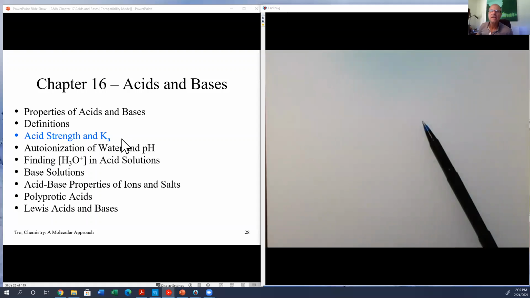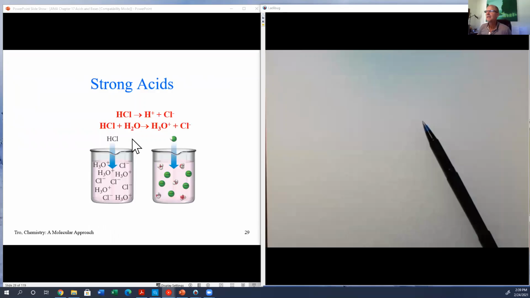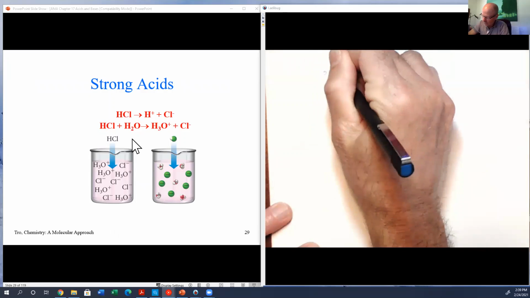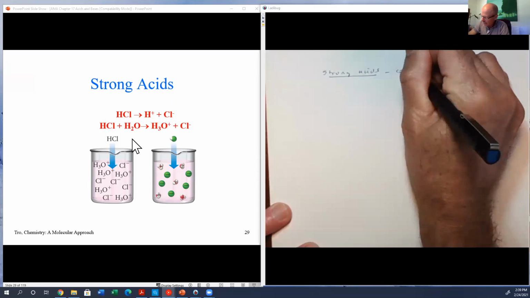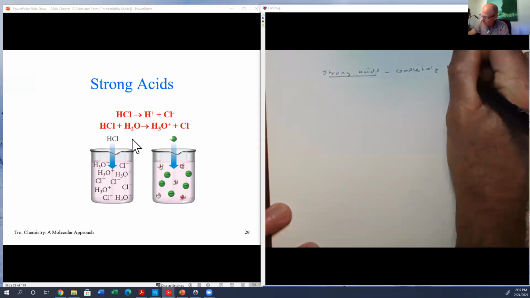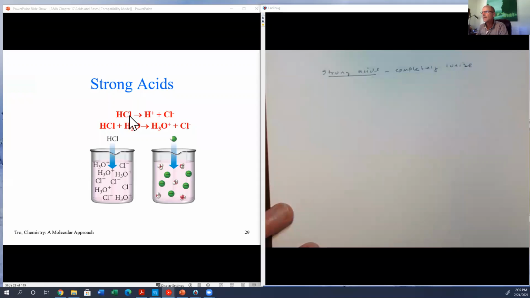All right, so let's jump into acid strength and Ka. There are 2 kinds of acids, strong acids and weak acids. Strong acids completely ionize in water. What do I mean by that? I mean that if you put a mole of HCl into solution, it'll completely ionize, so you have a mole of H3O plus and a mole of Cl minus, right? You won't have any undissociated or unionized HCl in solution, right?